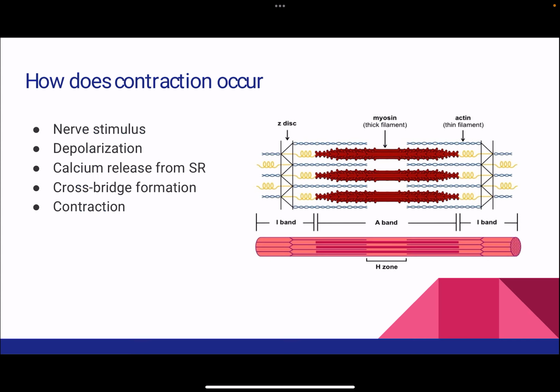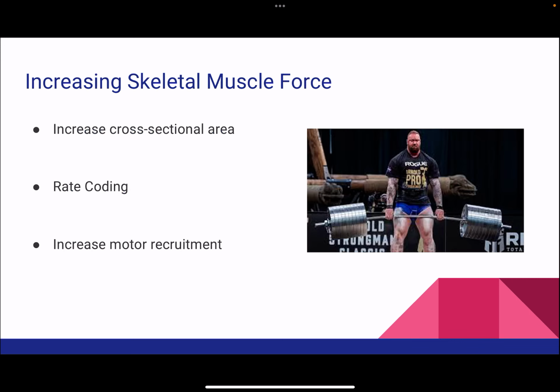Calcium will bind to troponin C, causing a conformational change so that actin binding sites are open. Myosin heads will attach to these binding sites and perform a power stroke, pulling the Z lines, or the ends of the sarcomeres, together, creating a muscle contraction.